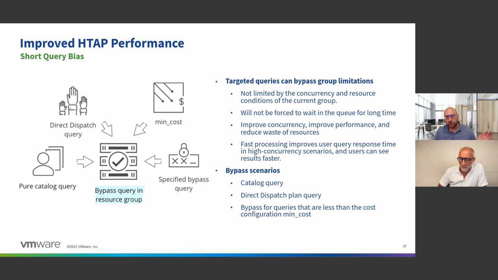This is called short query bias, which helps when I'm talking about millions of queries, which can be combinations of really quick queries and big long queries. We automatically detect based on cost, based on whether it is a catalog query, based on whether it is going to only one segment, and based on these rules, automatically skip through the fast queries. So Frank, anything you want to say on concurrency and resource management?